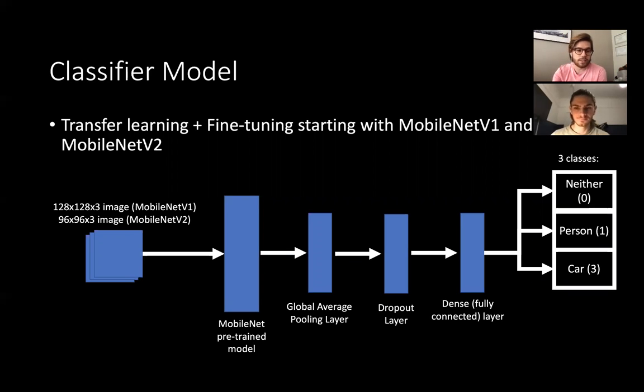As you can see in this diagram, for the MobileNet V1, we're using a 128 by 128 by 3 image. For the MobileNet V2 it is a slightly smaller image. This image is being piped through the MobileNet pre-trained model. Then we have a global average pooling layer, then a dropout layer, a dense layer, and then a softmax function that's going to classify that image into the three classes that we just discussed.